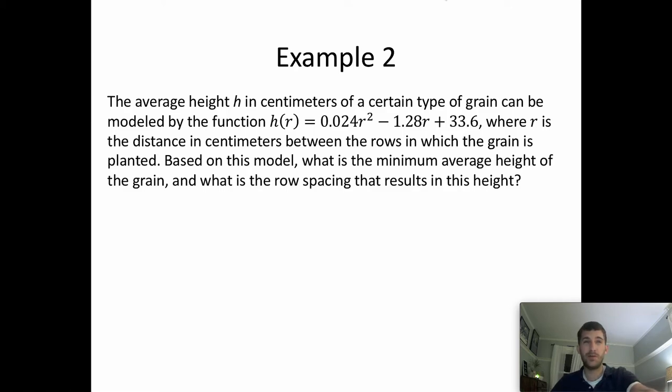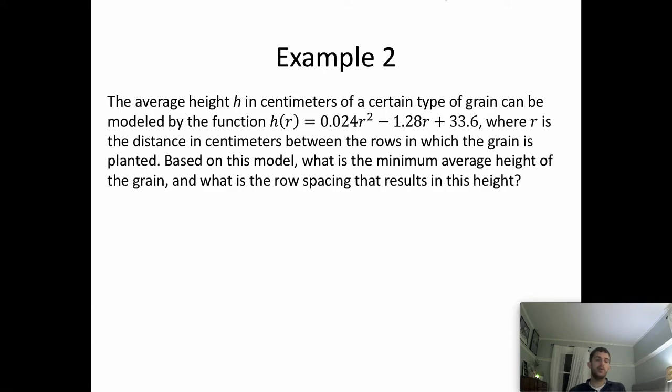Right, this next one's going to be a little more complicated, but we're going to make it work. So it says the average height, h in centimeters, of a certain type of grain can be modeled by the function h of r equals 0.24 r squared minus 1.28 r plus 3.36, where r is the distance in centimeters between the rows in which the grain is planted. Based on this model, what's the minimum average height of the grain, and what is the row spacing that results in that height?